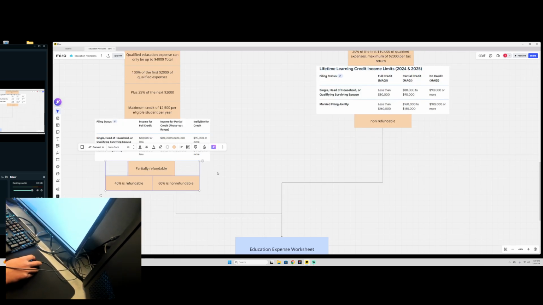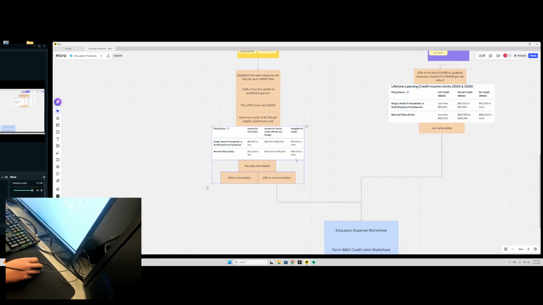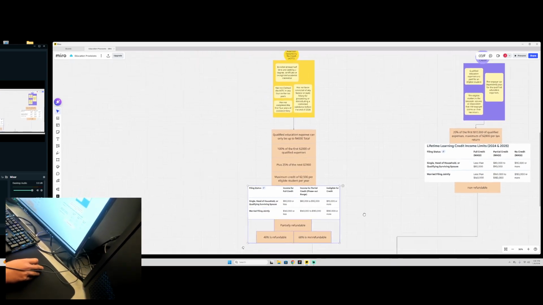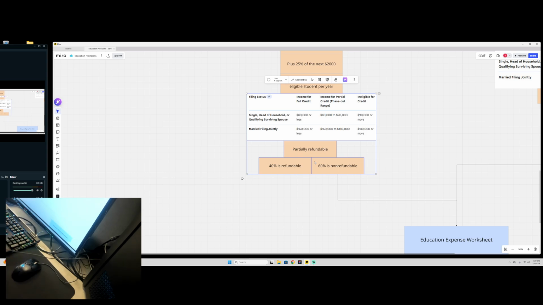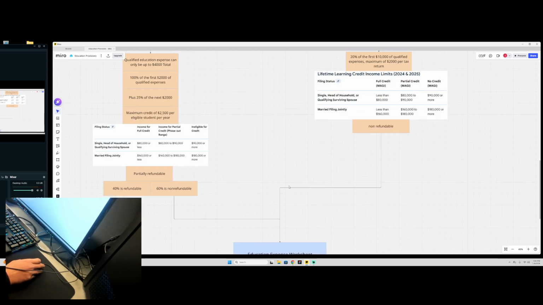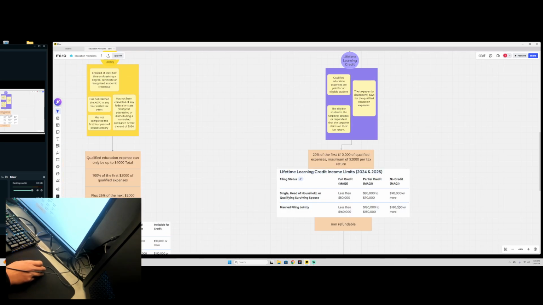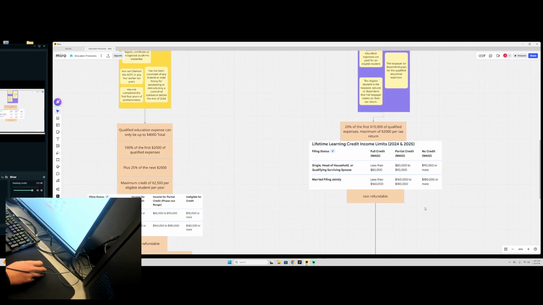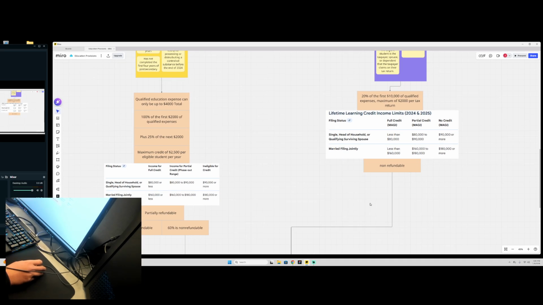For the American Opportunity Credit, one of the things is that it's partially refundable. 40% of the 2,500 will be refundable, and 60% of the rest is not refundable. If you do the math, you can get $1,000 of refundable credit per year from the AOTC and 1,500 of non-refundable credit, while all of the Lifetime Learning Credit is not refundable. So you would get 2,000 if you max it out, 2,000 of non-refundable credit per tax return.